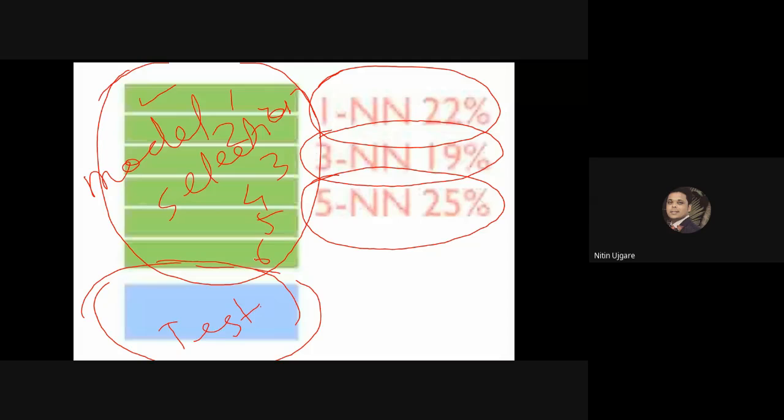And we are repeating the same process that we have learned in the first phase of the cross validation, right? After doing that, I came to know that the 1NN algorithm has 22% accuracy, the 3NN algorithm has 19% accuracy, and the 5NN algorithm has 25% accuracy. So now I came to know that the 3NN algorithm has the least error.